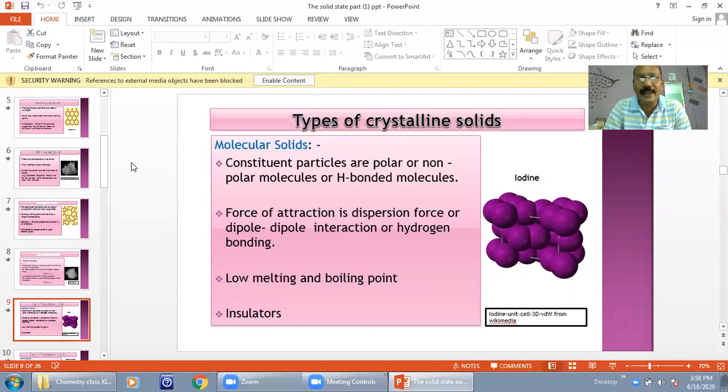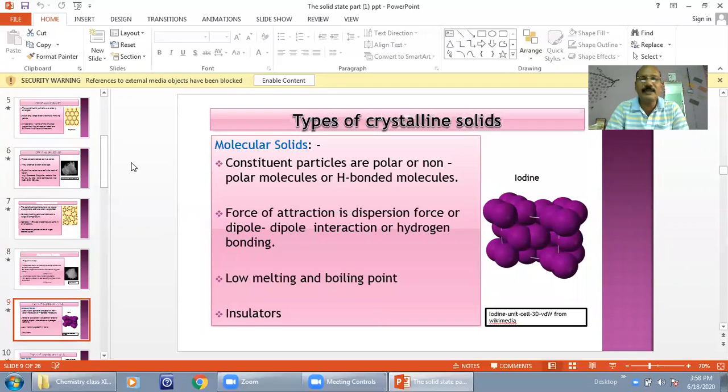Secondly, the force of attraction is dispersion force, or dipole-dipole interaction, or hydrogen bonding. These are the three different types of forces of attraction present in molecular solids. First, molecular solids are polar, non-polar or hydrogen bonded. Second, the force of attraction is dispersion force, also called London force; then dipole-dipole interaction; third, hydrogen bonding. These are the three types of forces present in molecular solids.